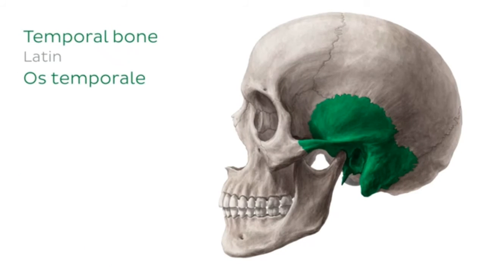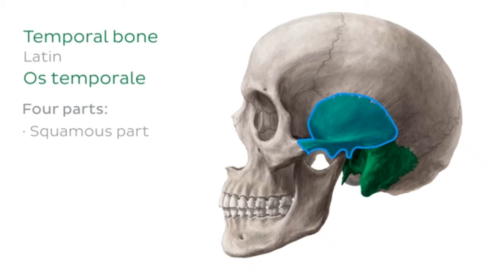If we view our skull from the side, we can see the left temporal bone. This paired bone forms part of the base of the cranial vault and is made up of four parts. The squamous part, which is thin and partly translucent, I've highlighted the region for you in blue on our image.